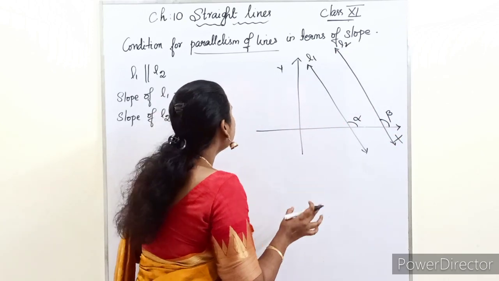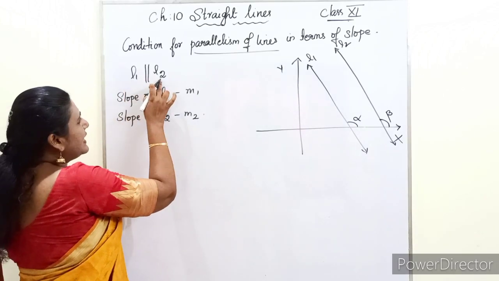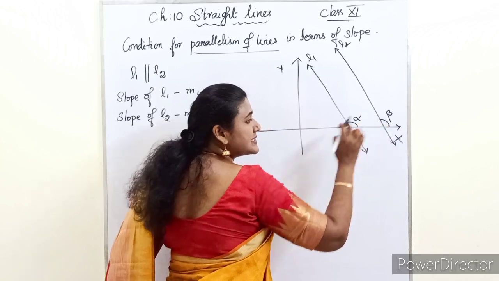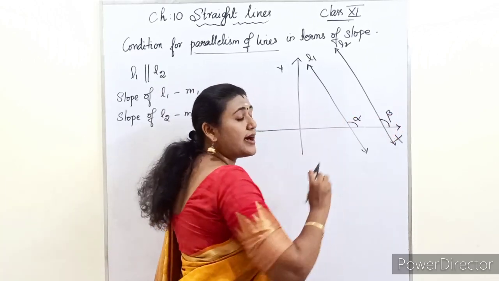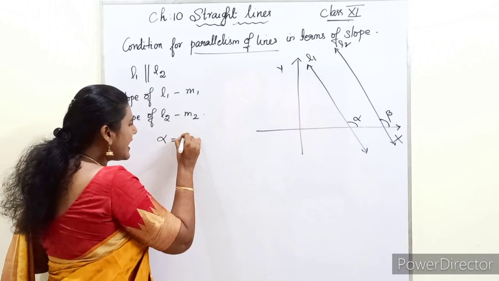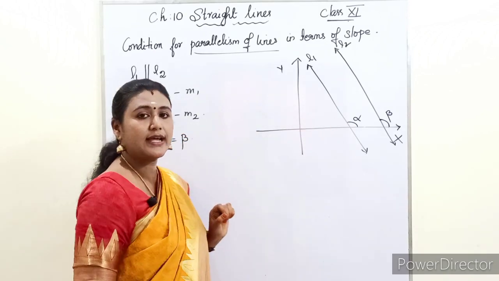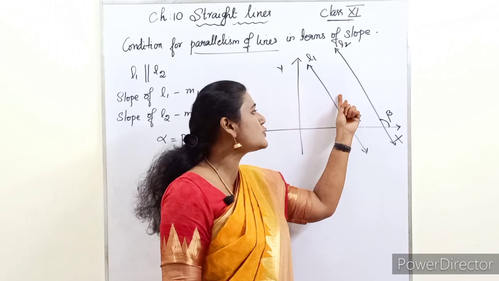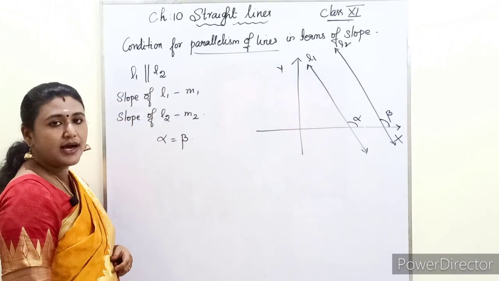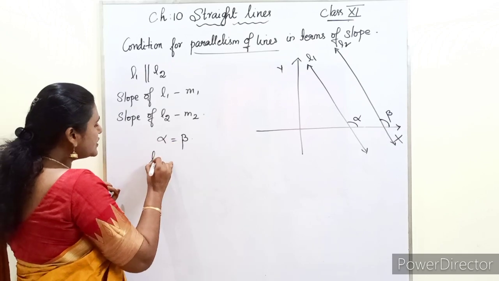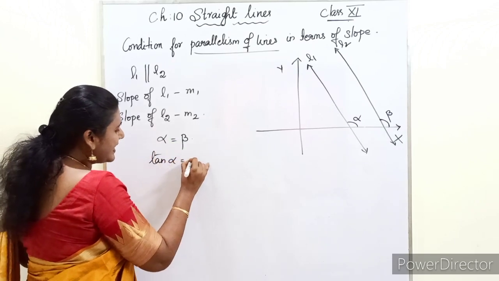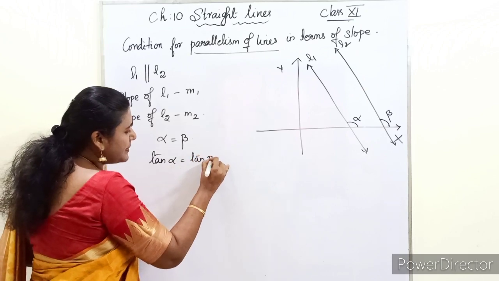And we know that since the lines L1 and L2 are parallel, these two angles are corresponding angles. So we can say that alpha and beta are equal, since corresponding angles are equal when the two lines are parallel. So we can write alpha and beta are equal. Now we are going to take tan on both sides. So we can write tan alpha is equal to tan beta.